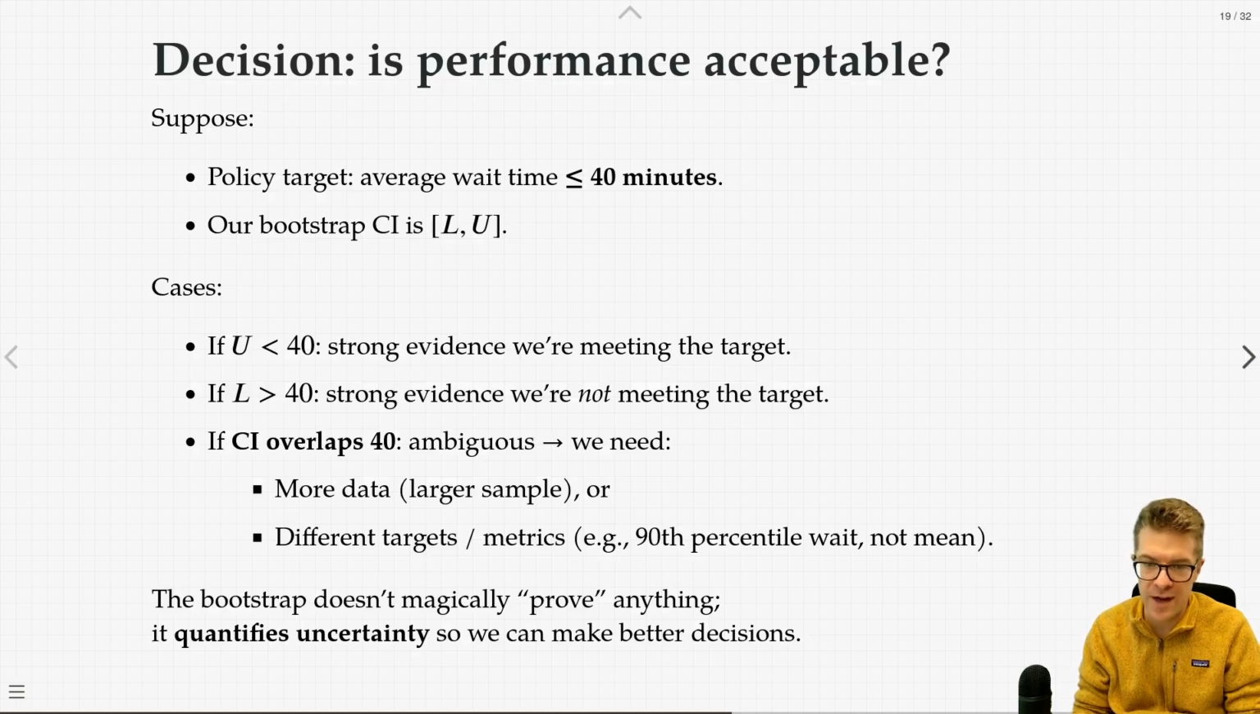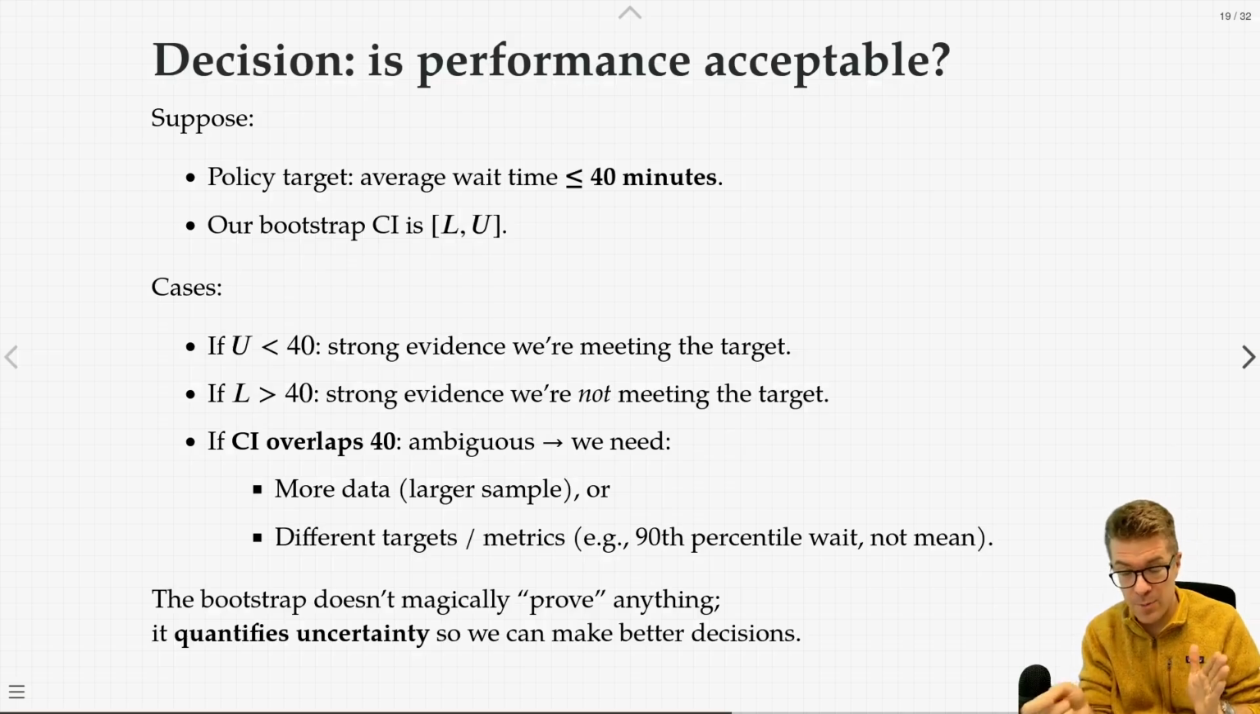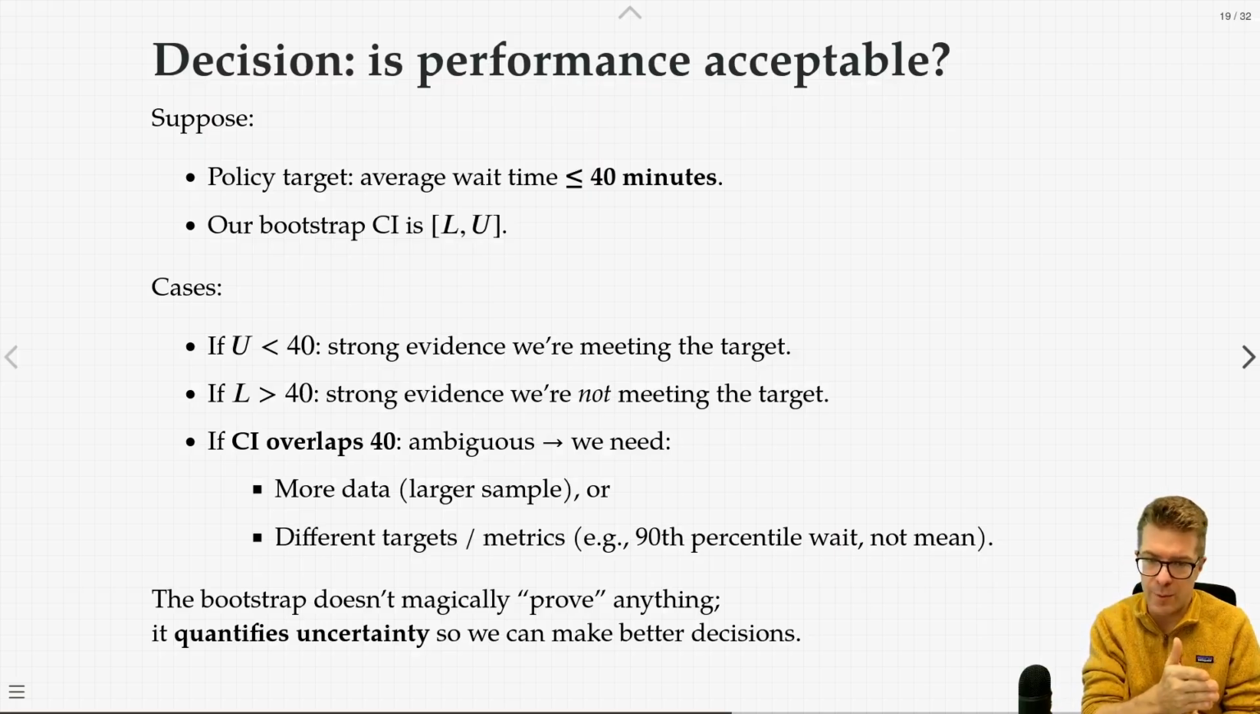Maybe we should focus on the 90th percentile wait, right? Looking at the distribution of all of our samples, finding something at the higher end. Does the person who waits more than 90% of all of the observed people wait more than 40 minutes? Maybe that's the metric we should be looking for, and not averages or confidence intervals. Maybe we need to rethink things if looking at the confidence interval is ambiguous.